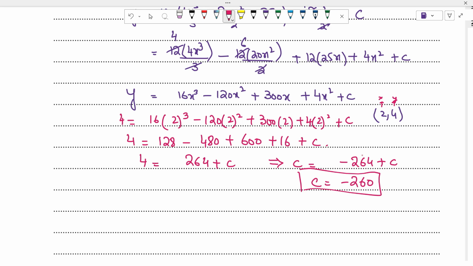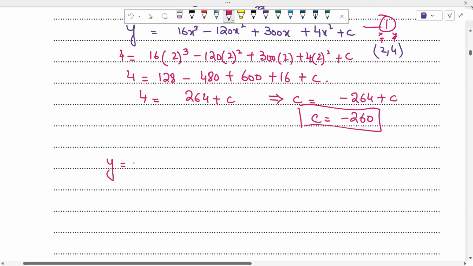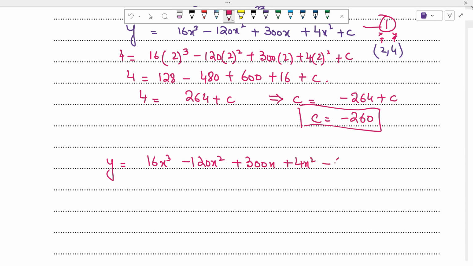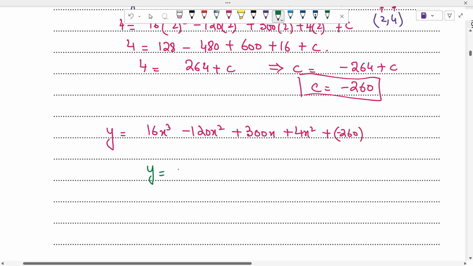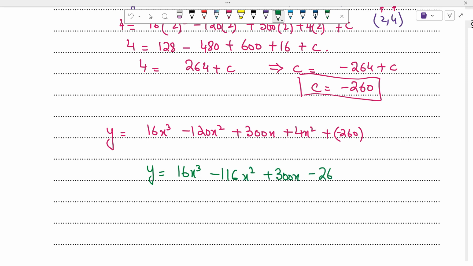Now plug this constant c into equation 1, and we will have the equation of the curve. So y is equal to 16x cubed minus 120x squared plus 300x plus 4x squared minus 260. Further solving, we have y equals 16x cubed minus 120x squared plus 4x squared, which is negative 116x squared, plus 300x minus 260. So this is the required equation of the curve.